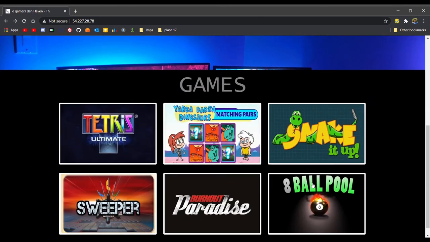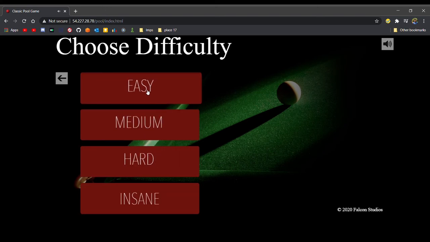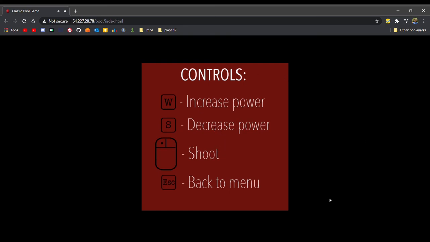The last game is the 8-ball pool, so everyone is familiar with this. These are the controls to play the game.